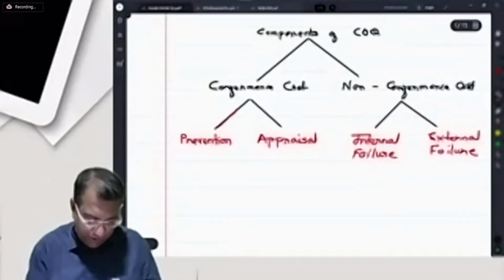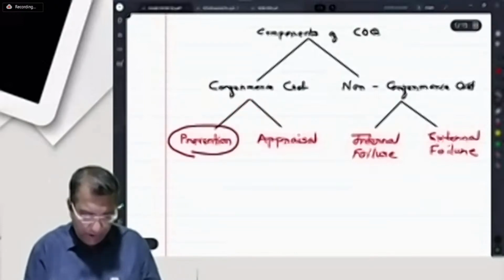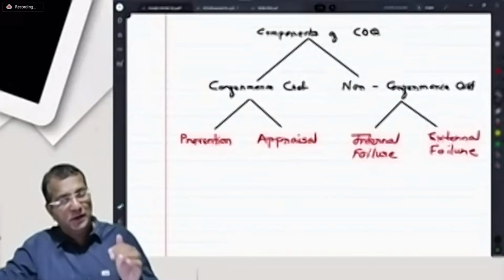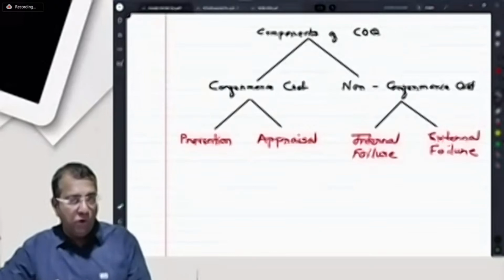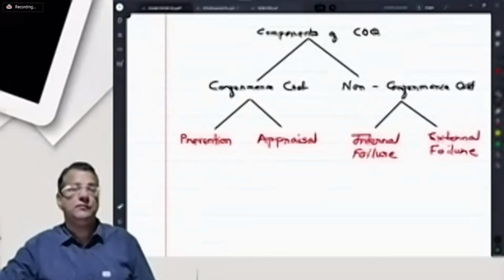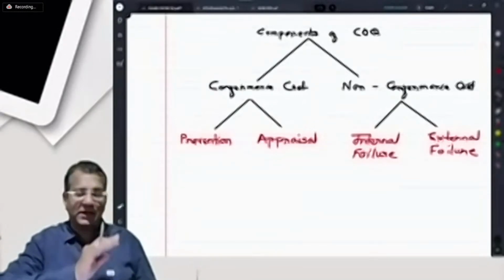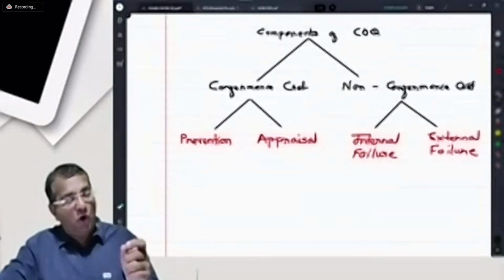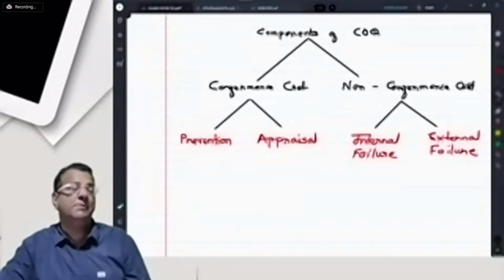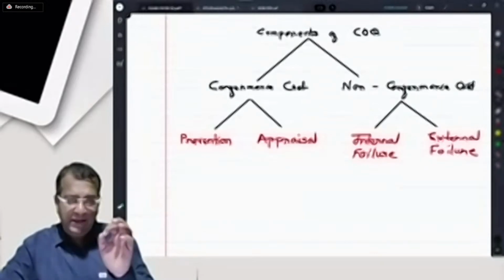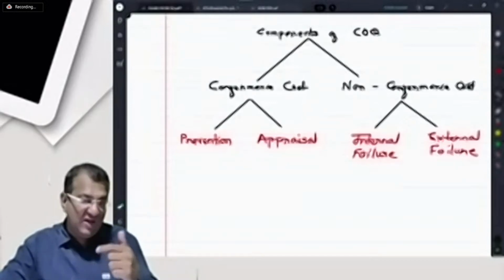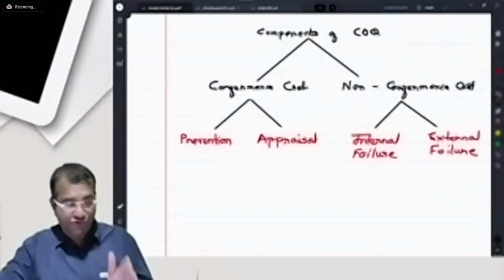Now, conformance cost is further bifurcated into two parts: prevention cost and appraisal cost. Prevention cost does not mean controlling the defective unit. Control of defective units is not the work of prevention cost. It moves one step further. Whatever cost we incur to prevent the defect from occurring in the very first instance is known as prevention cost. Just recall what I have said regarding prevention cost. Any cost incurred by the organization to prevent the defect, not control the defect. What is important is preventing the defect from occurring in the very first instance. That is known as prevention cost.